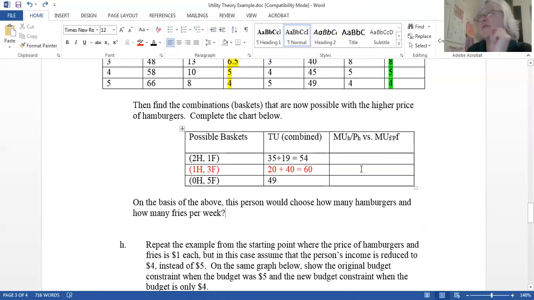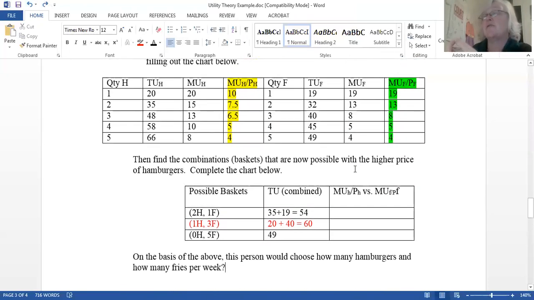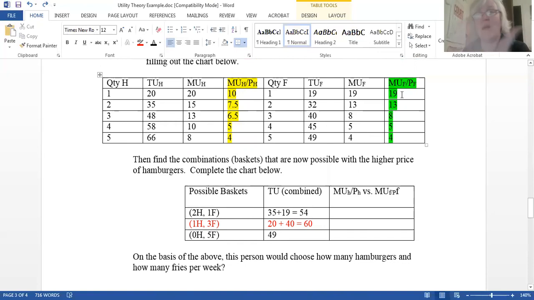Let's now go to the other approach where we take our $5 and allocate it on the basis of marginal utility per dollar. So the first item I'm going to buy is 1 French fry at 19. My first hamburger is only 10 utils per dollar. So obviously I'm going to buy that first French fry. That's going to be minus $1 because French fries are only $1. So now I've got $4 left.